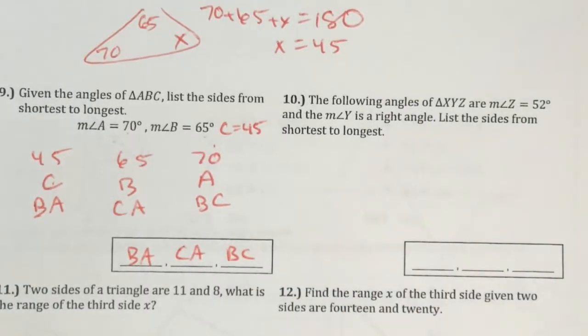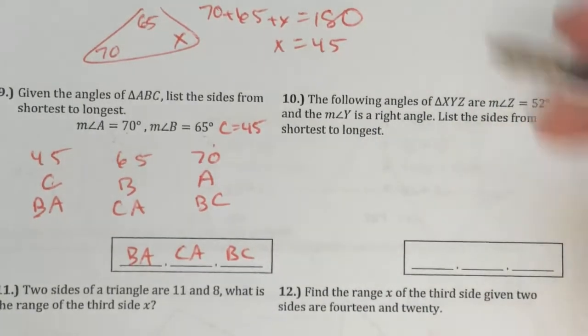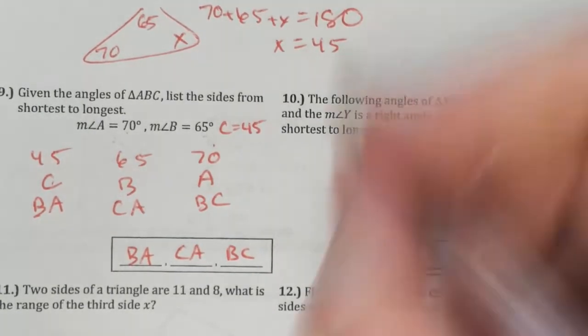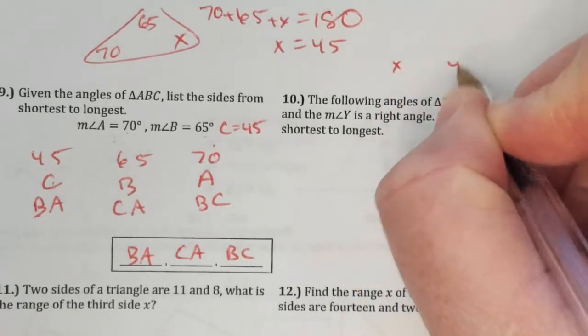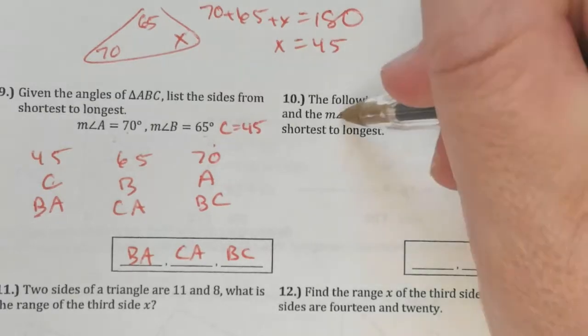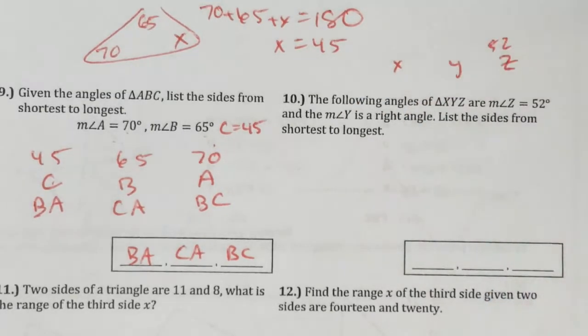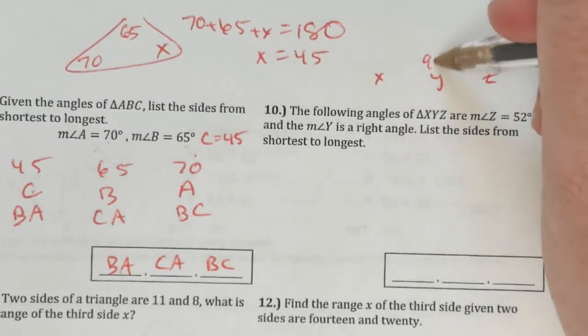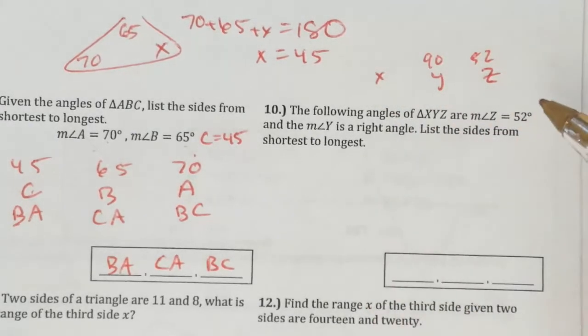Okay, number 10, same idea. All right, they just gave you words. Okay, so we know that X, Y, Z, right? So we have X, Y, and Z. Okay, Z was 52. Y was a right angle. So how many degrees is a right angle? Oh, 90. And we just have to figure out what our missing angle is.